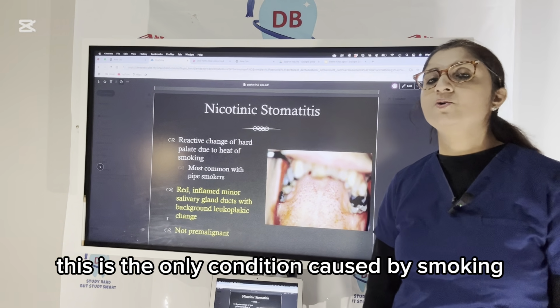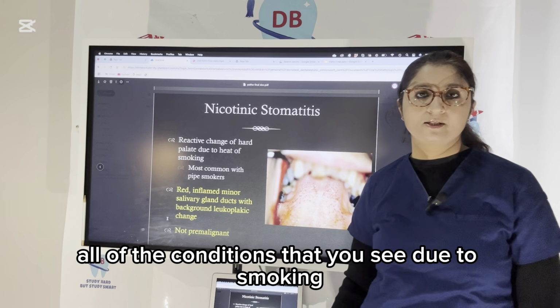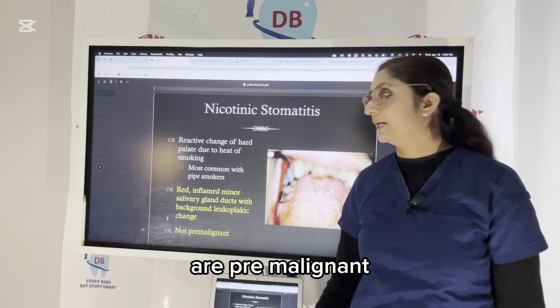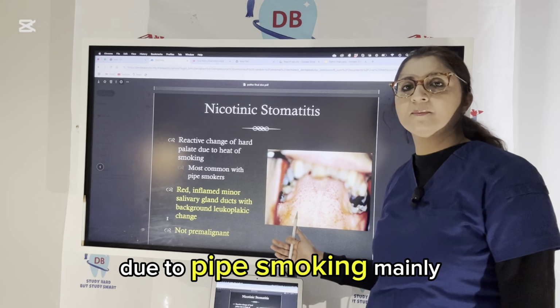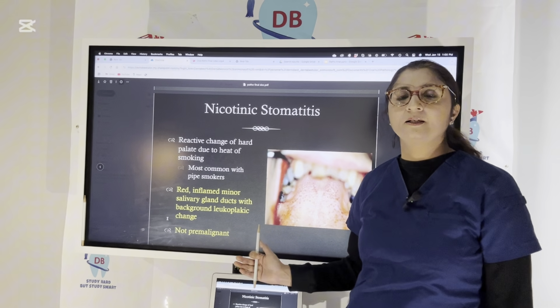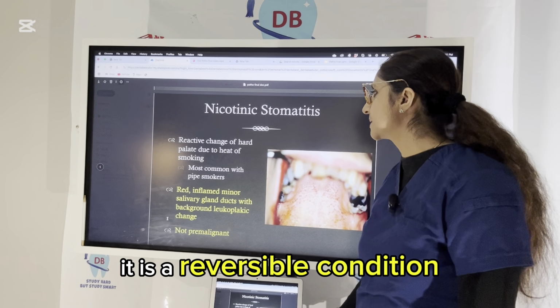This is the only condition caused by smoking which is not premalignant. All other conditions that you see due to smoking are premalignant. That means this condition happens due to smoking, mainly pipe smoking. So you see the lesion on the palate. If you stop smoking, the palate is going to become normal again. It is a reversible condition.